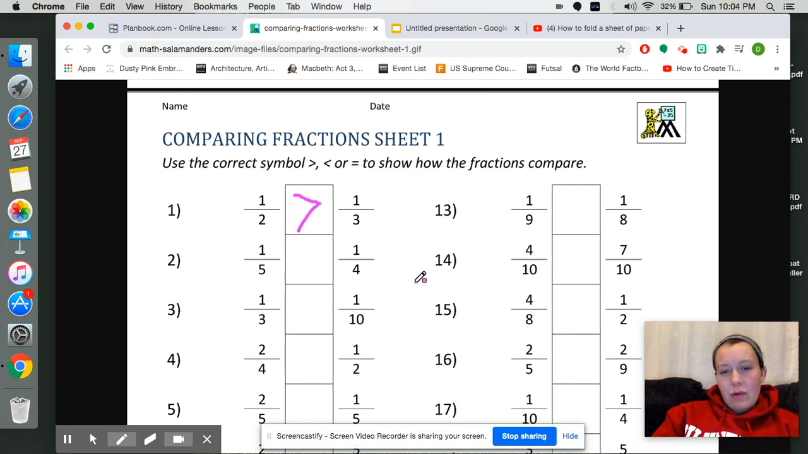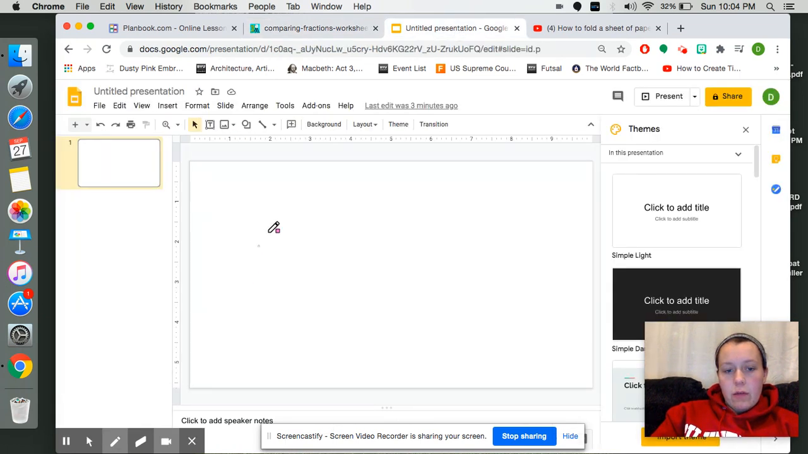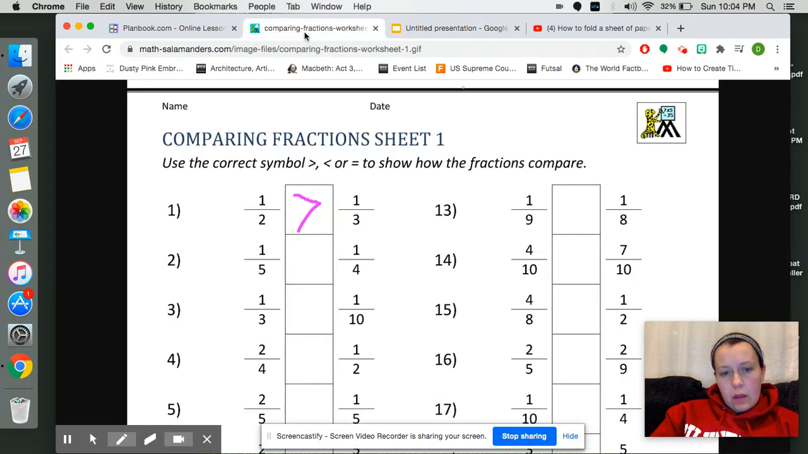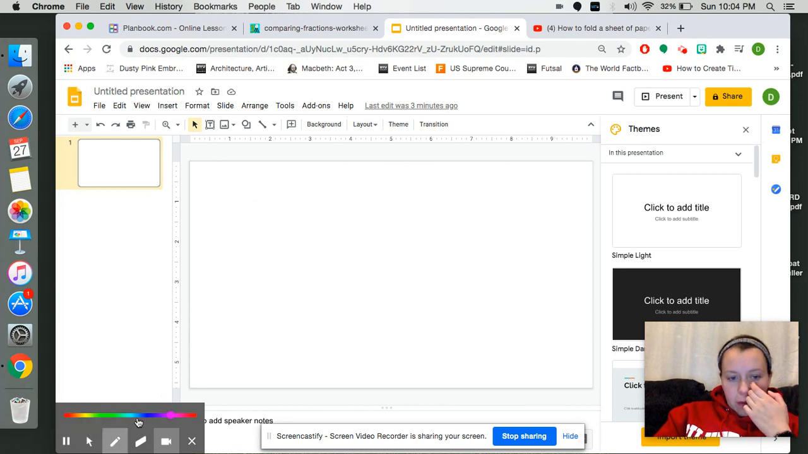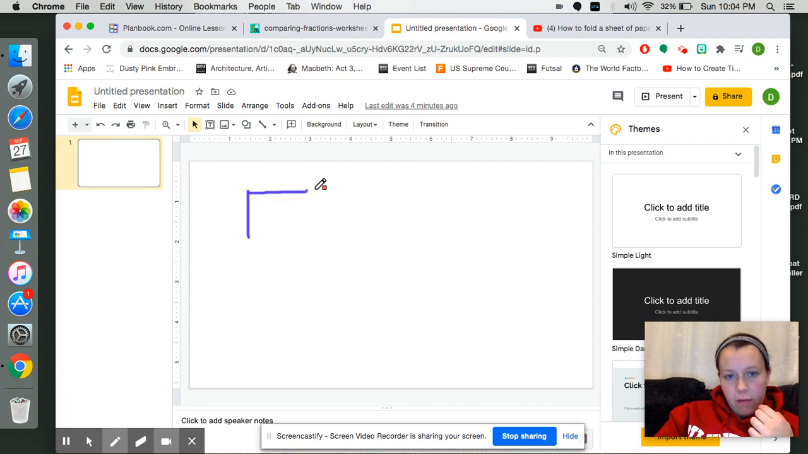So the next one I'm going to do is 1/5 and 1/4. The top one is going to be 1/5, and the bottom one is going to be 1/4. I'm not really loving drawing on this computer right now. Oh well, we'll get it worked out. I'm going to change my color to blue. All right, so we've got 1/5, goodness, and 1/4.